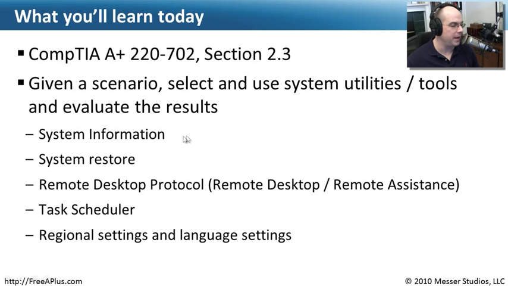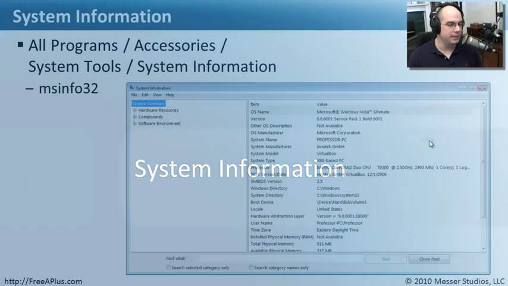We have system information, system restore, the remote desktop protocol. We'll do some remote desktop in this particular module, the task scheduler, and we'll look at regional settings and language settings. Let's start with system information.